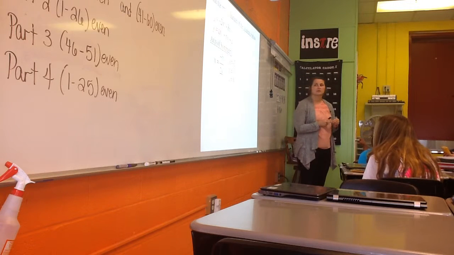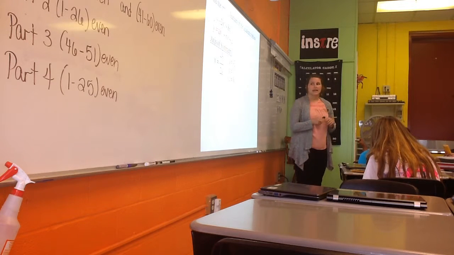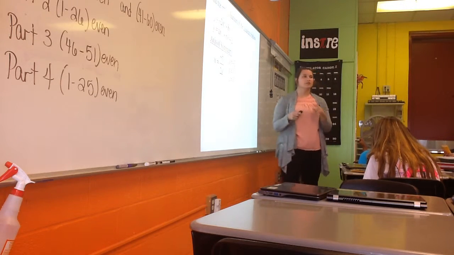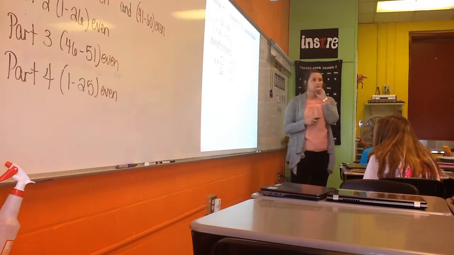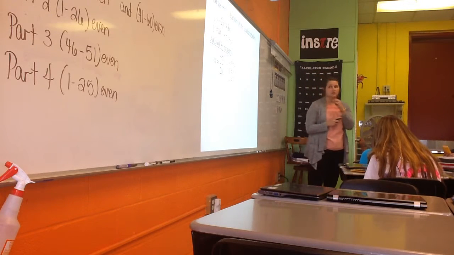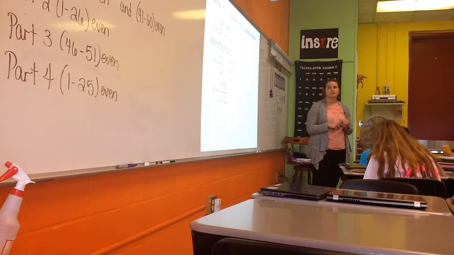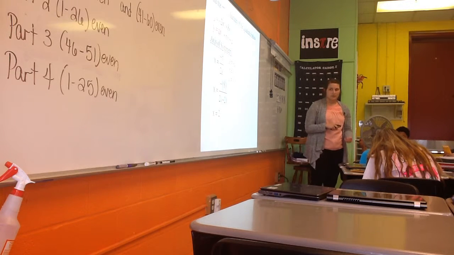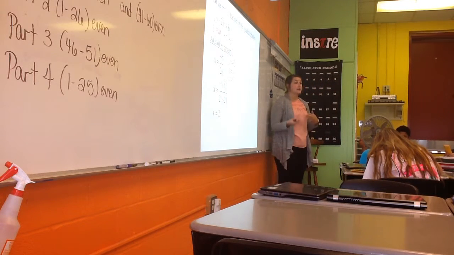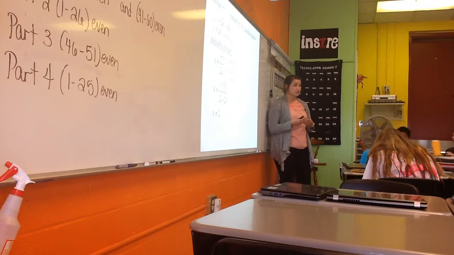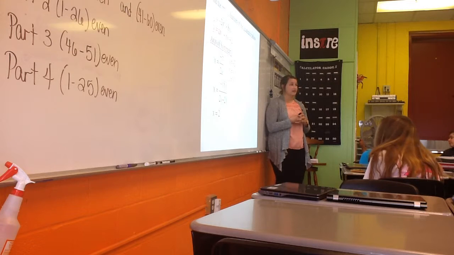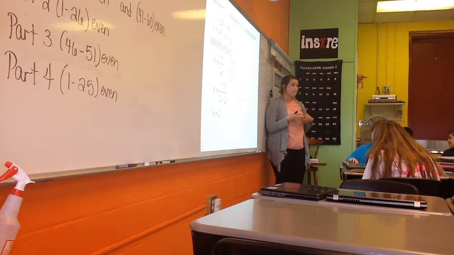Alex? 8. Wait, negative 8. Negative 8 over 2 times negative 2. So 2 times negative 2 is what? Negative 4. And then negative 8 divided by negative 4 is 2. So what do I need to do now that I found my axis of symmetry?